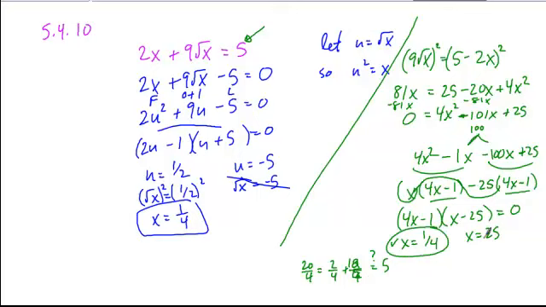Do the same thing with 25. 2 times 25 is 50, plus 9 times root 25. I can already tell right here, 50 plus something is not going to equal a 5, so that will be an extraneous solution.